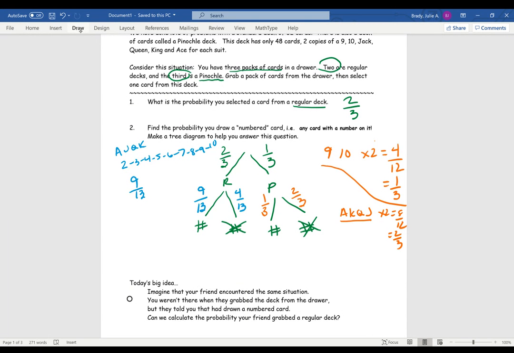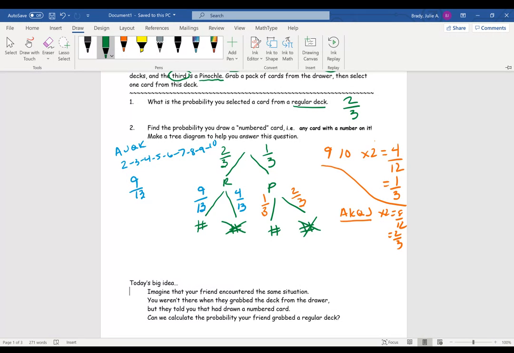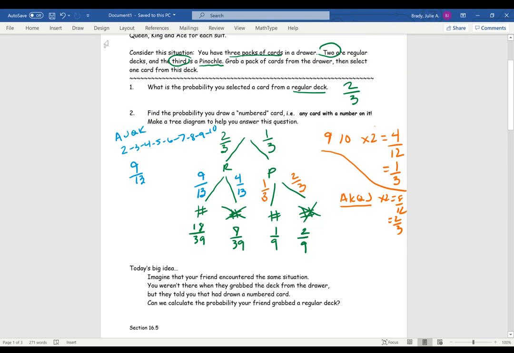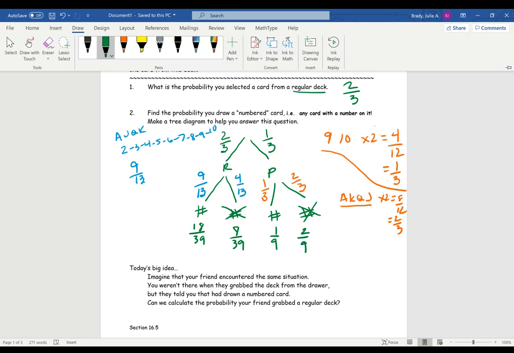Okay, so let's go down and get all the probabilities. I did mine already, so if you want to pause the tape and do yours, you can. I'm just going to write them. Remember, we're multiplying down this number times this number, and I'm going to write them all as fractions. And what was our task? Our task was to find the probability we drew a numbered card.